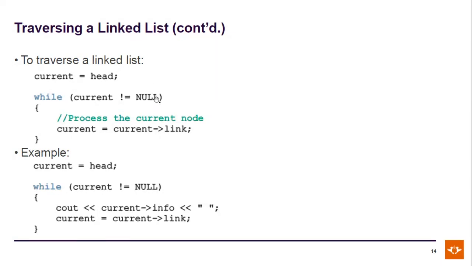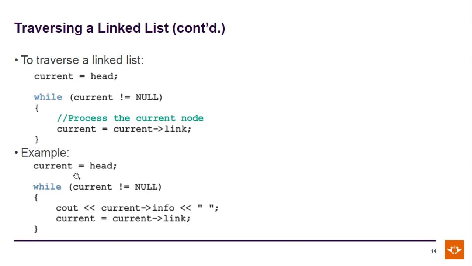So while it's not memory address 0, you do the processing that you want to do, and then after doing the processing, you move on to the next node, right? Which is just current is current link, right? So that's the basic idea of traversing a list.